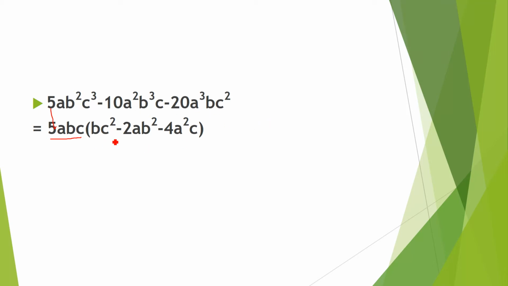So what is left here? See, a, b, c. So only b is here and 2c. C square is left here. Then minus, 5 times 2 is 10, ab square is here, minus, this minus 5 times 4 is 20, a square, and c is left. So this is the answer.